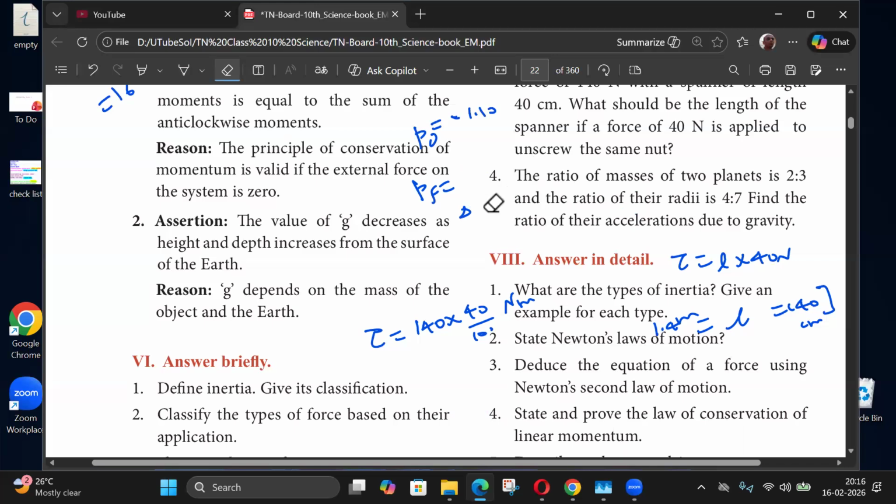If you have two masses, the force between them is what? We should know the formula by now. For Newton's law of gravitation, F is equal to G M1 M2 by R square. Is this correct? G is constant. This means if the mass is more, the force will be more, and if the distance is more, the force will decrease.